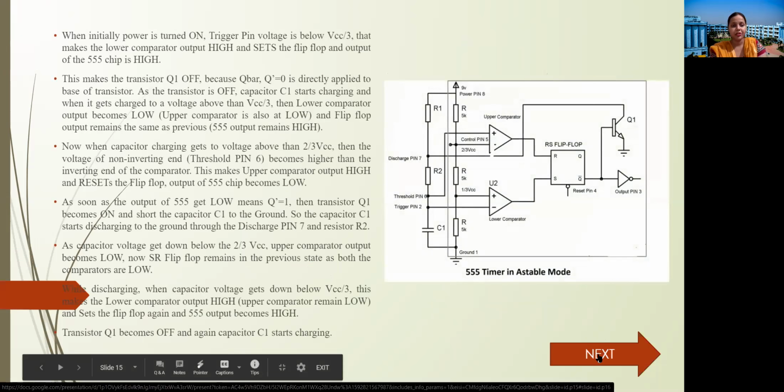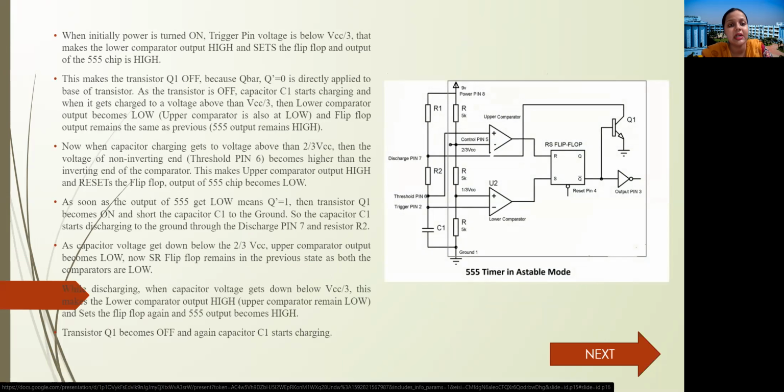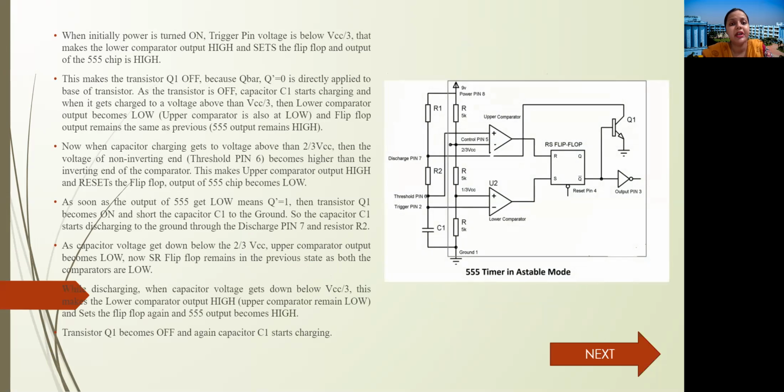Now what is the operation? When initially power is turned on, the trigger pin voltage is below VCC by 3. That makes the lower comparator output high and sets the flip-flop, and the output of the 555 chip is high.